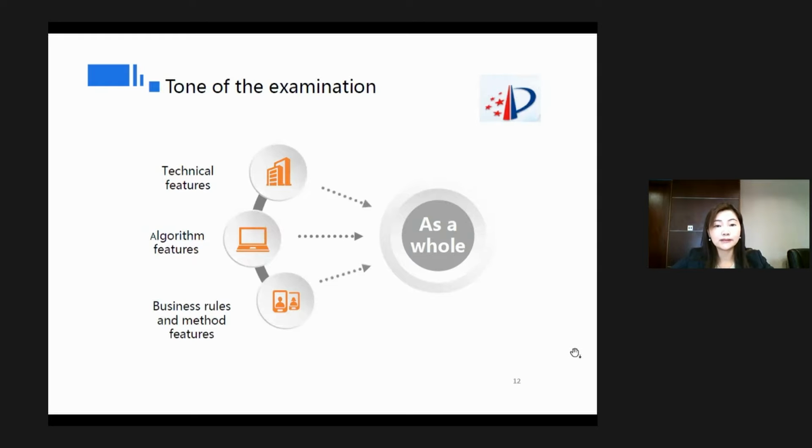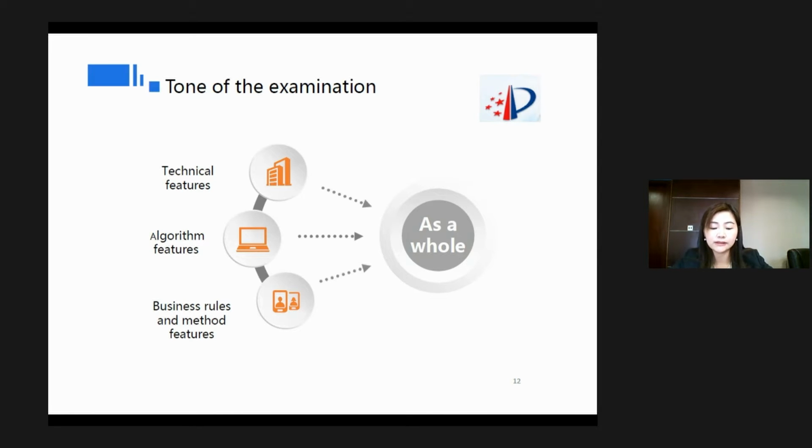In Section 6, Chapter 9, Part 2 of the latest examination guidelines, it is stated that in the examination of inventiveness of AI-related inventions, the overall consideration principle and relevance consideration principle should be followed. What does the overall consideration principle mean?